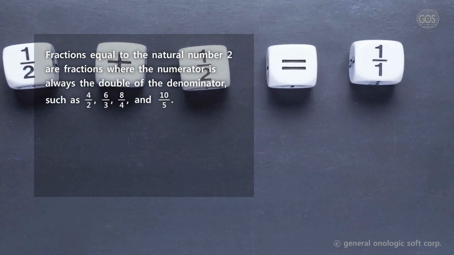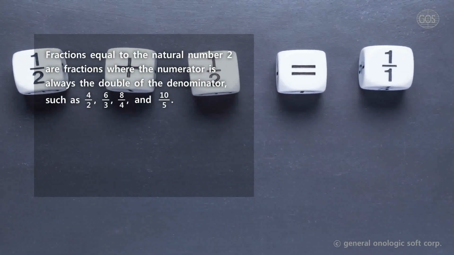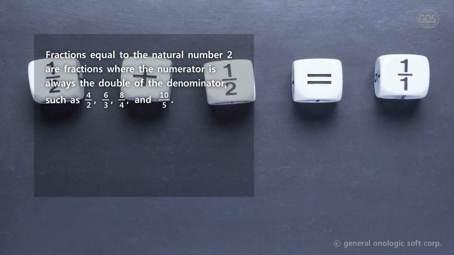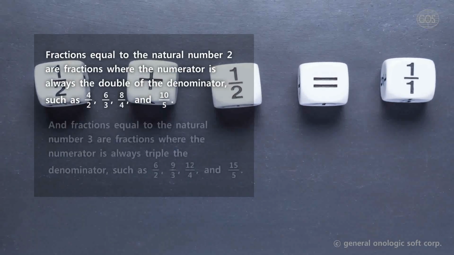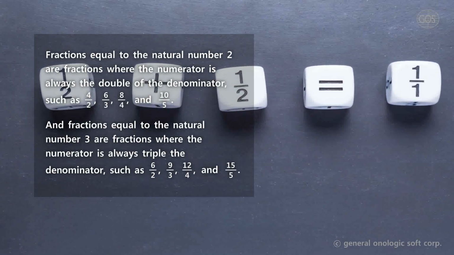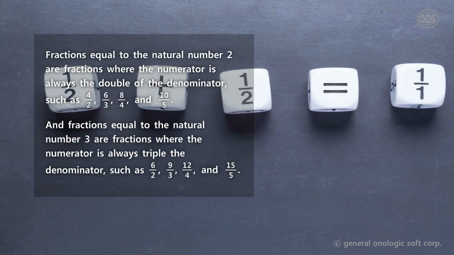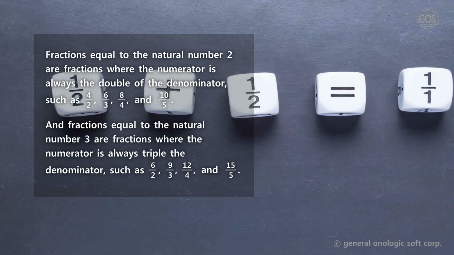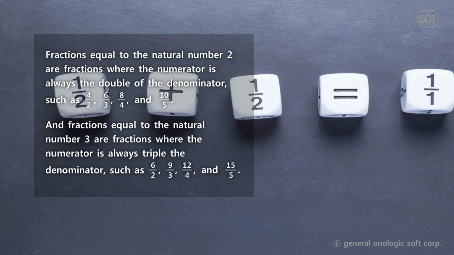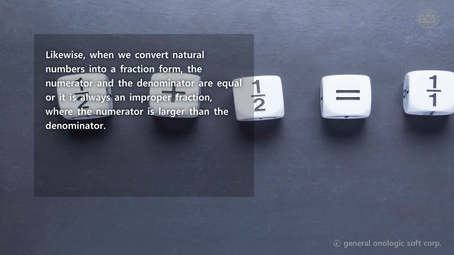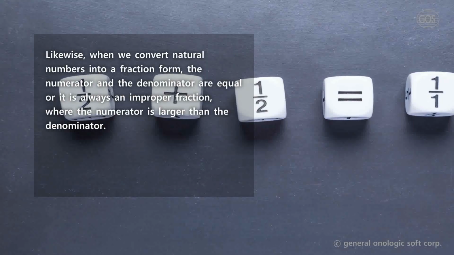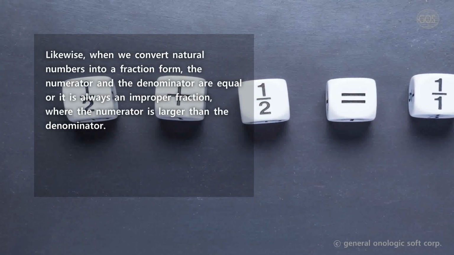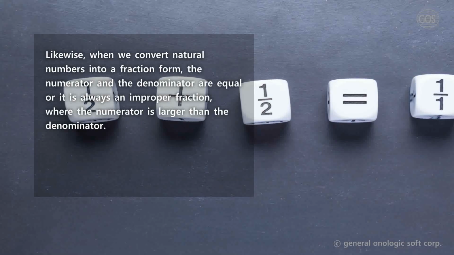Fractions equal to the natural number 2 are fractions where the numerator is always double the denominator, such as 4/2, 6/3, 8/4, and 10/5. And fractions equal to the natural number 3 are fractions where the numerator is always triple the denominator, such as 6/2, 9/3, 12/4, and 15/5. Likewise, when we convert natural numbers into a fraction form, the numerator and the denominator are equal, or it is always an improper fraction, where the numerator is larger than the denominator.